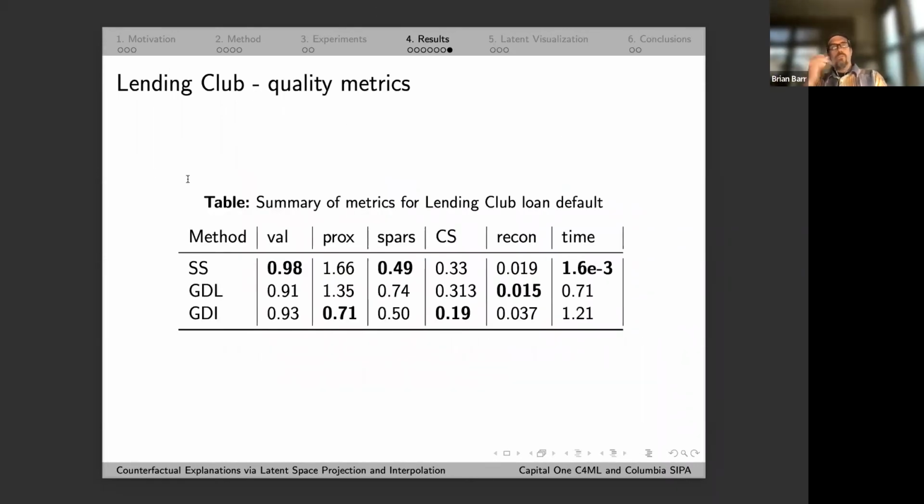And here, as far as quality metrics go, SharpShooter is doing relatively well. It's not stellar in terms of proximity or any of those metrics, but it is not doing anything outlandish in terms of finding bad quality counterfactuals.